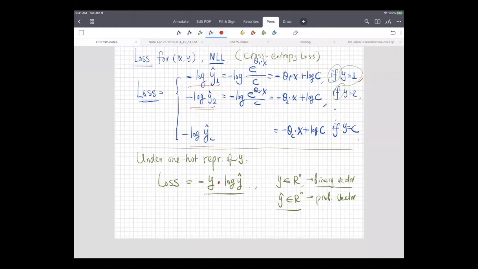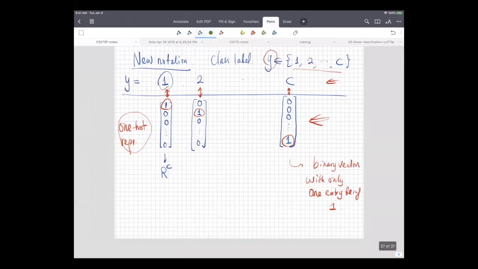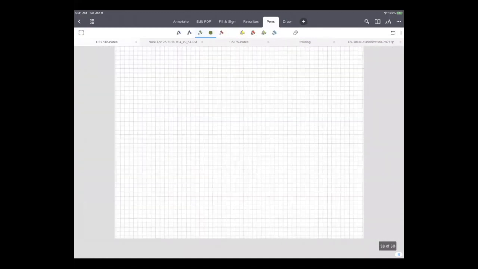Or you can write them in matrix representation, simply saying this is equal to minus y transpose log of y hat. By doing that, I do the same thing, but using linear algebra notation. So that's the loss function for one sample. And now with that, I can calculate the overall loss function for all the samples I have. And that will be the final loss function.